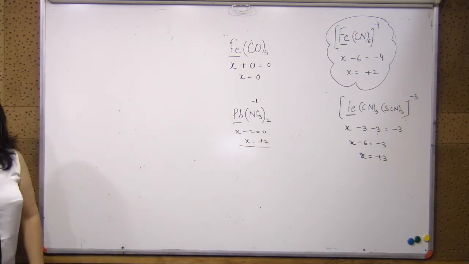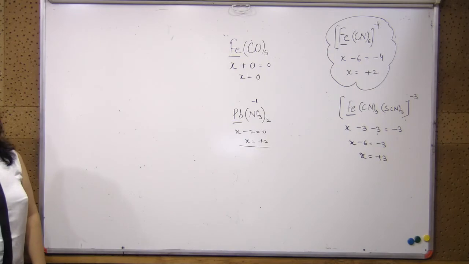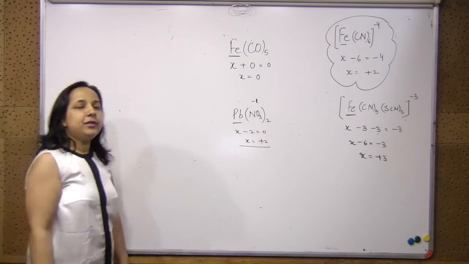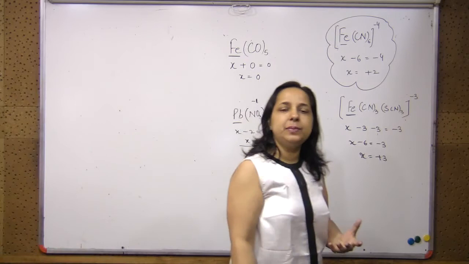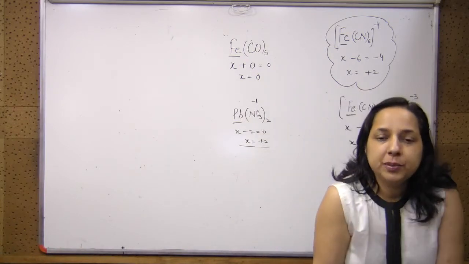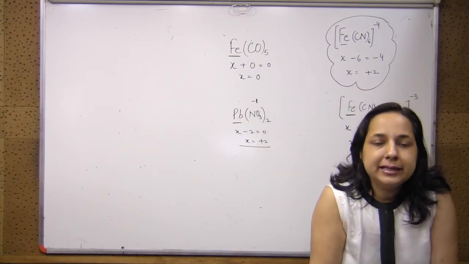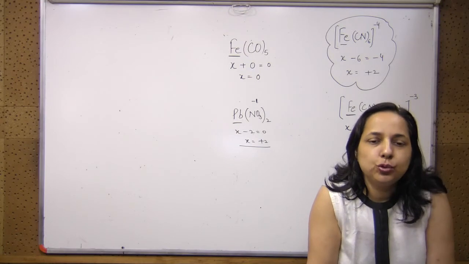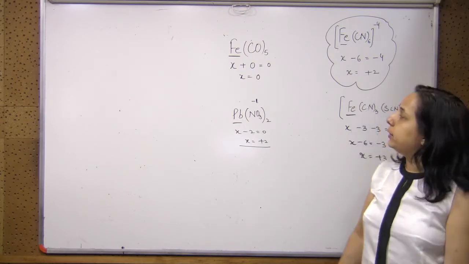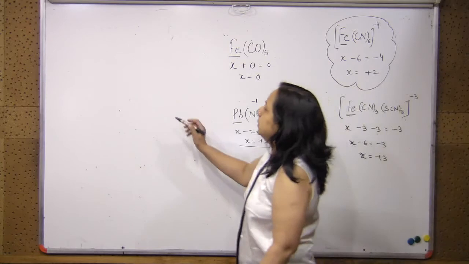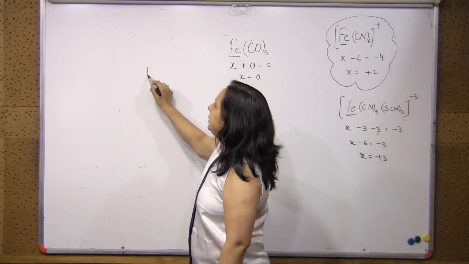Clear? So we can calculate oxidation number by using radicals also. It means if we know a group of species is bearing a charge, that is a radical, and that radical is known to us, we can calculate the oxidation number of the other species attached to it. Right?